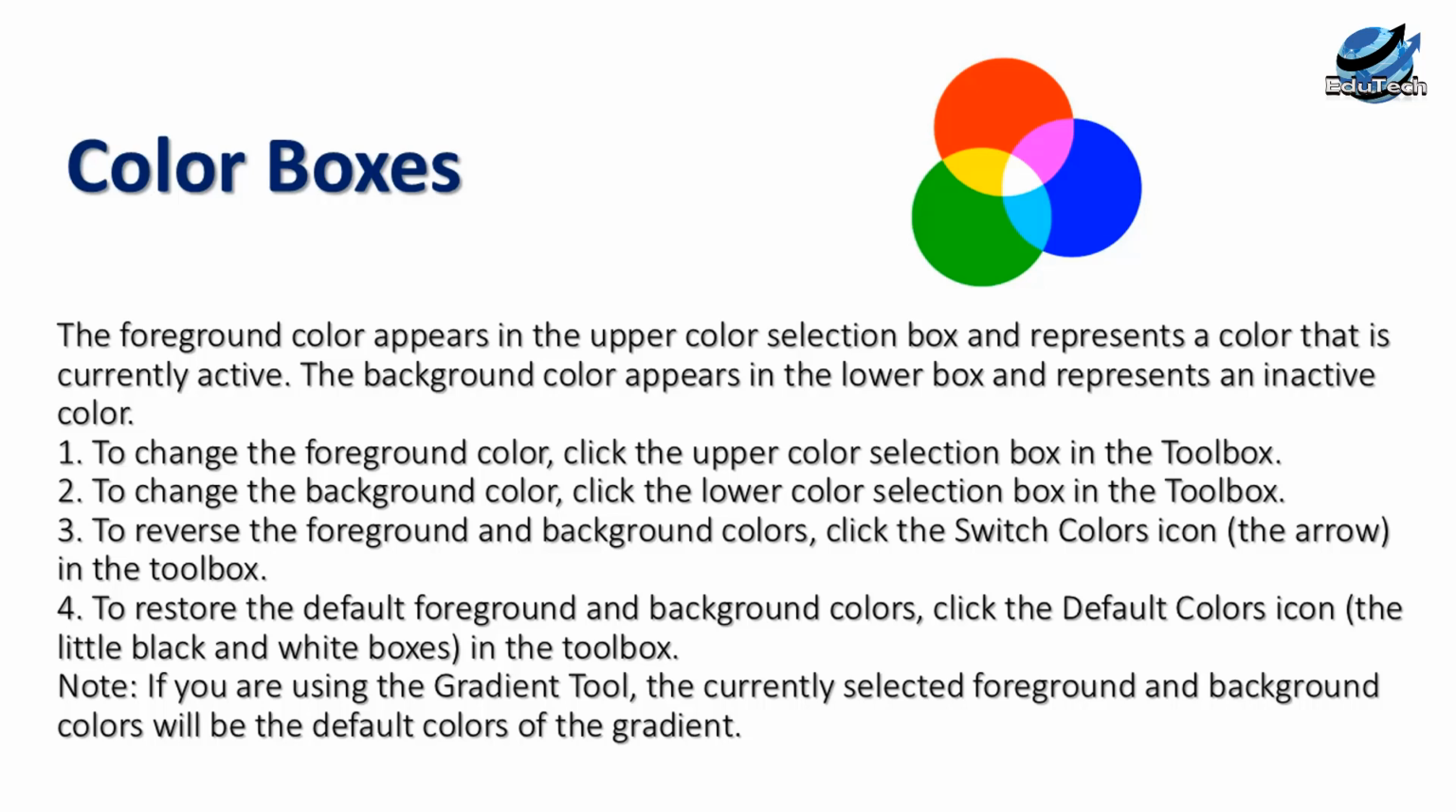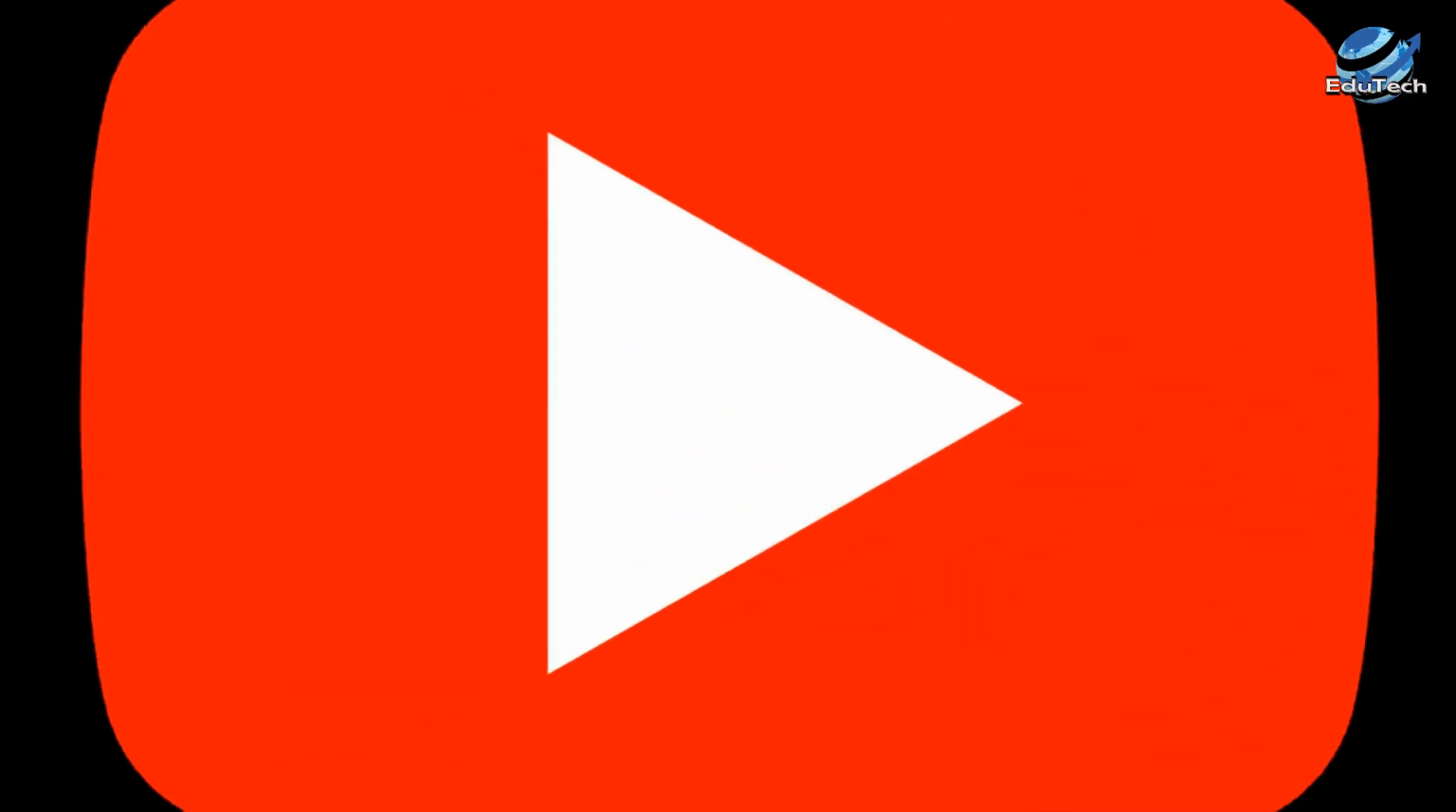1. To change the foreground color, click the upper color selection box in the toolbox. 2. To change the background color, click the lower color selection box in the toolbox. 3. To reverse the foreground and background colors, click the switch colors icon, the arrow, in the toolbox. 4. To restore the default foreground and background colors, click the default colors icon, the little black and white boxes, in the toolbox. Note, if you are using the gradient tool, the currently selected foreground and background colors will be the default colors of the gradient.